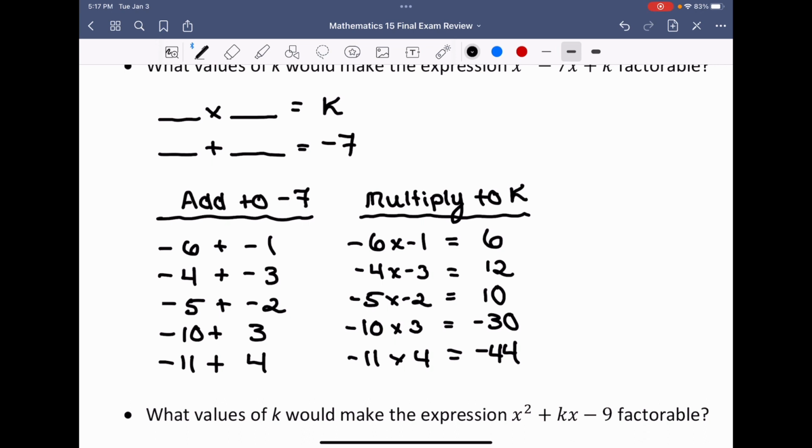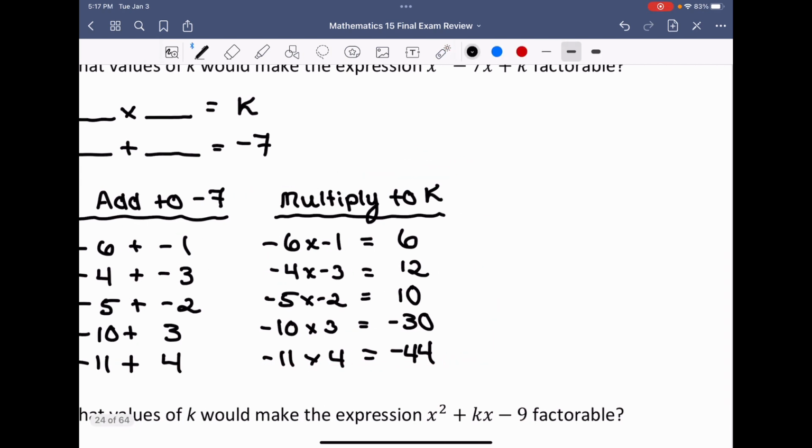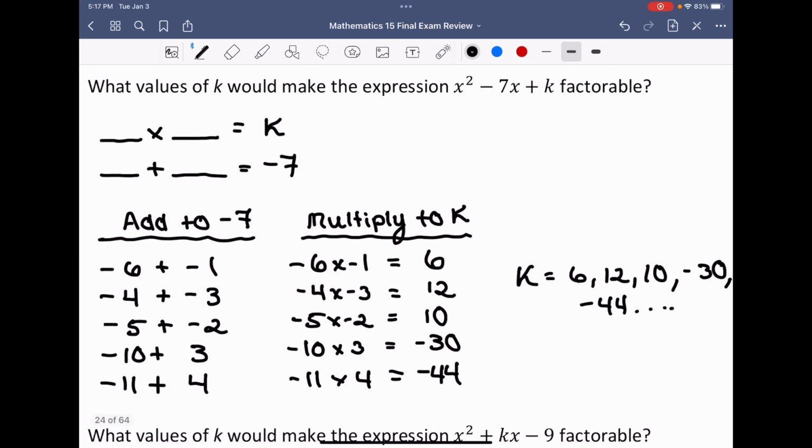Now, here's what I want you to realize is that look at how many possibilities there already are for k. So k could really be any of these solutions here. K could be equal to 6, 12, 10, -30, -44, and on and on and on. It could potentially be way more solutions than that, but that's the ones that we came up with. So they say, what values of k make this expression factorable? Well, we could probably come up with many more, but in most cases, you'll just need to be able to provide maybe one or two just to show that it is factorable. Or if it's a multiple choice question, just at least one or two that would match up with the solution.